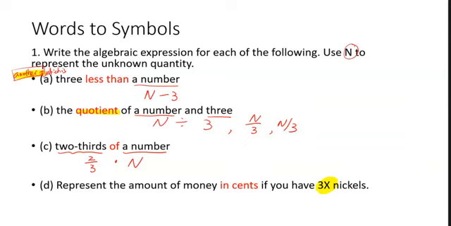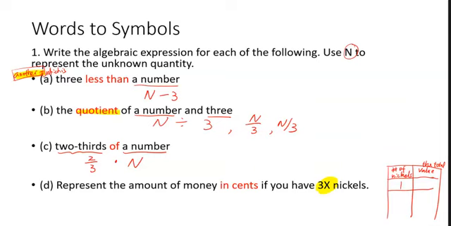Now finally, number D, represent the amount of money in cents if you have 3x nickels. So we're trying to find the value, how many cents if we have 3 nickels. So first of all, if we make a chart here to help us understand how we do that. First column, I'm going to put the number of nickels. And the second column, I'm going to put the total value.